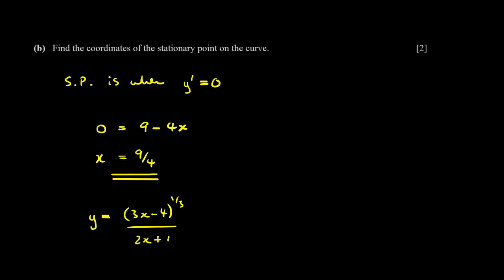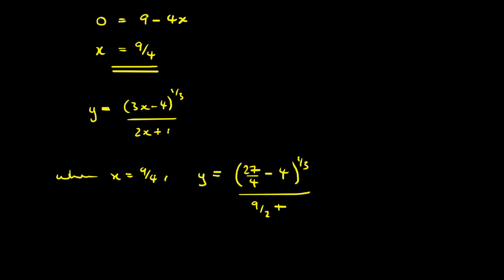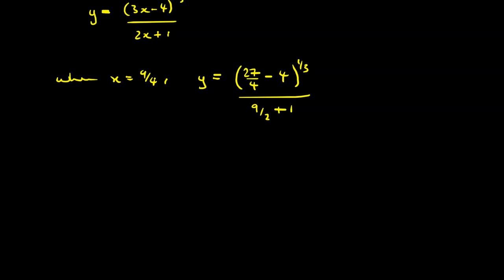Yeah, okay, and then we're just going to have to substitute in. So I'm going to write down again when x is equal to 9/4, y is going to equal 3 times 9/4, which is 27/4, minus 4 to the power of a third, all over 2 times 9/4, which is 2 plus 1. And I can simplify this.